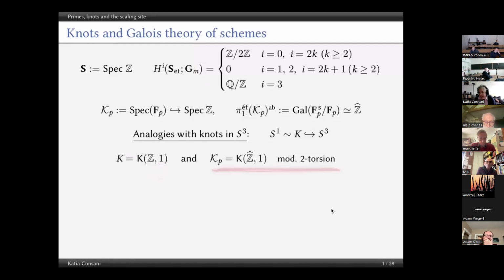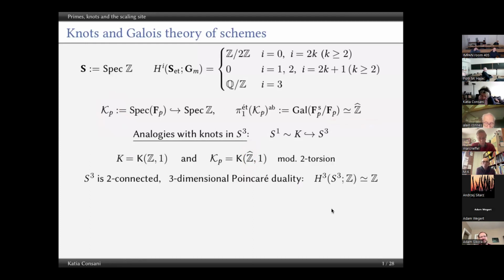So for the prime, people thought that there was some analogy with the prime understood as this little knot, K_p, because homotopically speaking, and modulo 2 torsion, which is revealed here, these abelianized étale homotopy groups of Spec F_p are essentially only in degree 1. So this is the result. There is more, in fact, in this analogy. S^3, the three-dimensional sphere, is 2-connected. And here we see the counterpart in degree i equal 2 for the spectrum of Z.